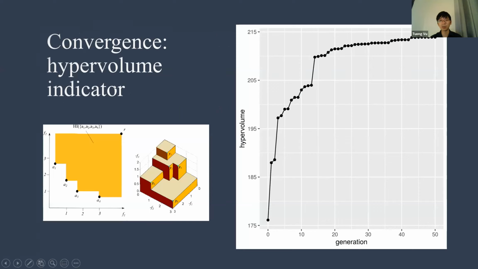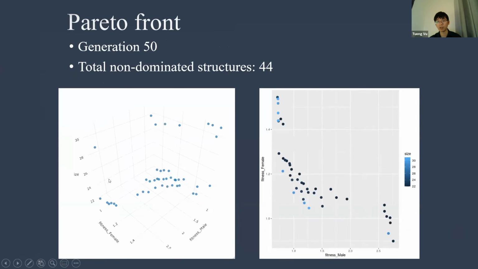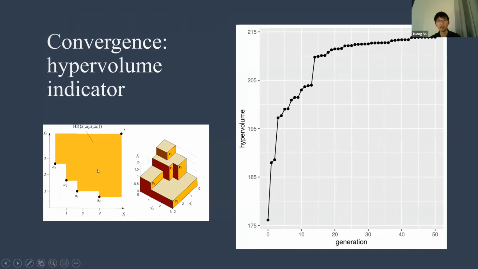Now we look at the performance of the GP. You may know this concept called hypervolume, which means that if you look at a reference point, each point is a structure, and at first you have a Pareto front here, and it's going to move away from the reference point. So this hypervolume in yellow is going to increase over time. Looking at this, we see that the process actually converged, and it worked well.